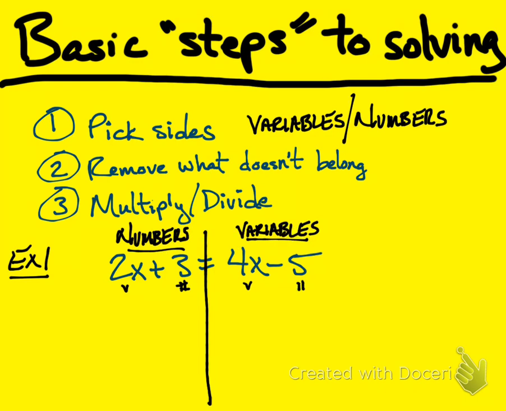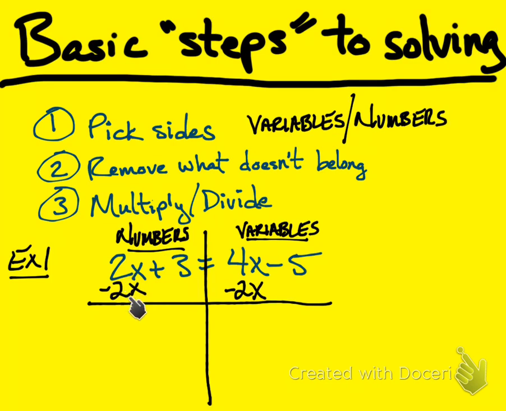And so what I want to do is get rid of what doesn't belong. That's step 2. If this is my number side, well, the 3 is good, but I want to get rid of the 2x because it's not a number, it's a variable. So I'm going to subtract 2 x's from both sides. Everything I do to one side, I do to the other. I like to put a big line here to show I'm going to do that operation, and then see what I have left.